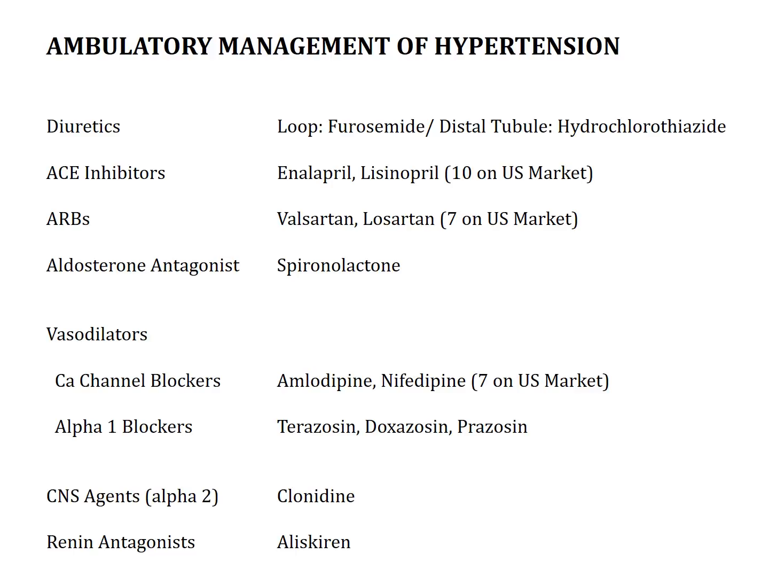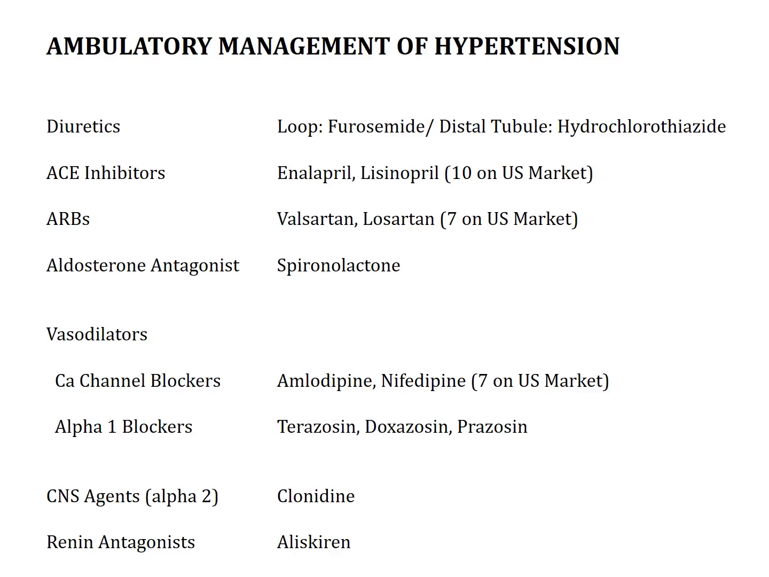We have 2 major classes of drugs that are vasodilators, the calcium channel blockers. Those end in -pine, amlodipine and nifedipine, probably 2 of the more common, with 7 of those on the market. Then alpha-1 blockers: terazosin, doxazosin, prazosin. Those are pretty hardcore drugs. They can lower your blood pressure fairly dramatically and put an individual at risk of hypotension, syncope, and falling. So you have to be a little bit careful with the alpha blockers. Those are definitely not first-line drugs.